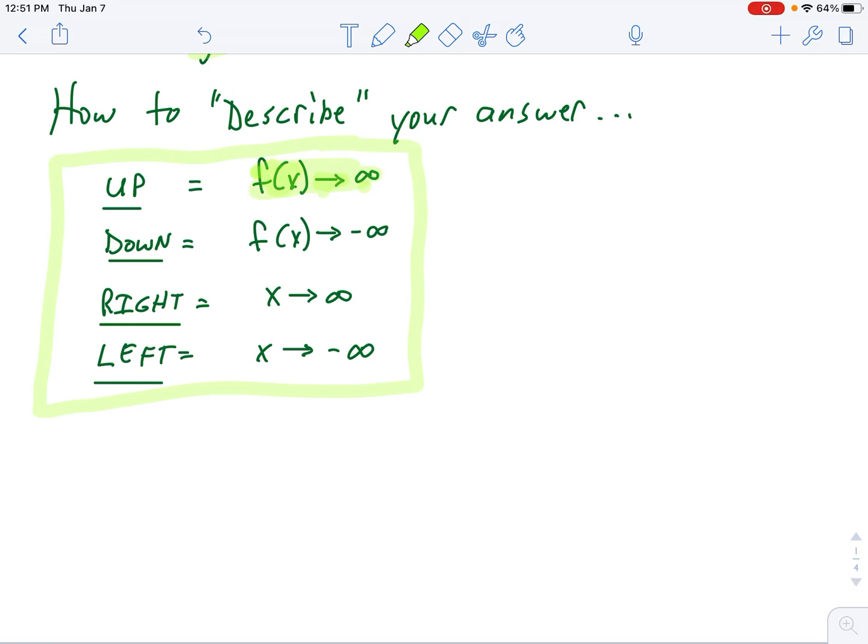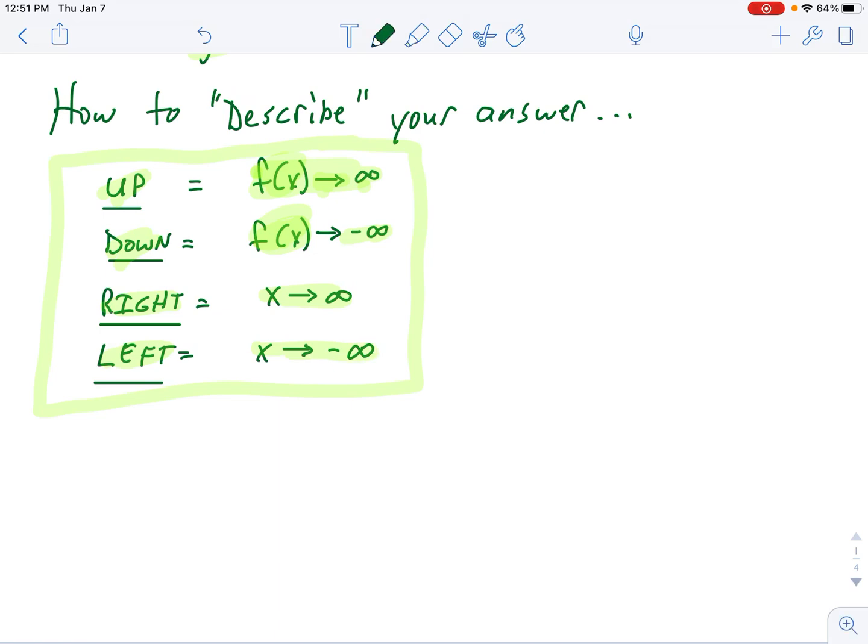If you recall, f of x is just a replacement for y, and you know that on a graph the y variable is up or down. So that's why down also has f of x. Think of f of x meaning y, so y can be up or down. Down would be arrow negative infinity. So f of x goes to infinity means up, f of x goes to negative infinity means down. For right or left, right is x goes to infinity, left is x goes to negative infinity.